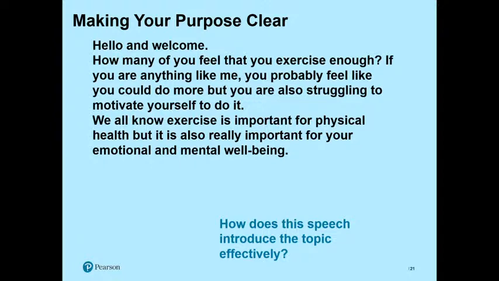So I want you to have a think about the start and making your purpose clear. This is for exercise one. How does this opening introduce the topic effectively? "Hello and welcome. How many of you feel that you exercise enough? If you're anything like me, you probably feel like you could do more, but you're also struggling to motivate yourself to do it. We all know exercise is important for physical health, but it's also really important for your emotional and mental well-being." Okay, just have a think. 10 seconds. What things have you spotted that make it a strong opening?